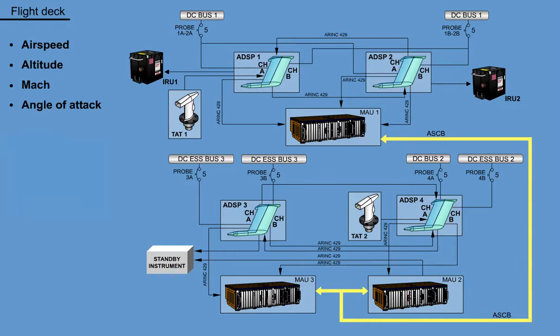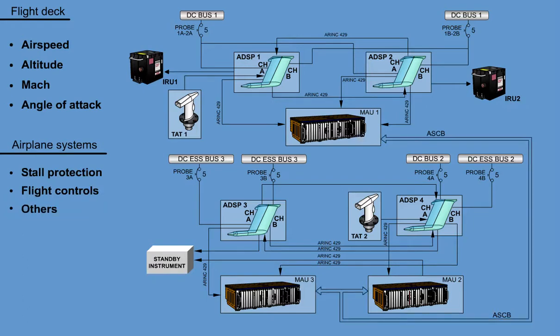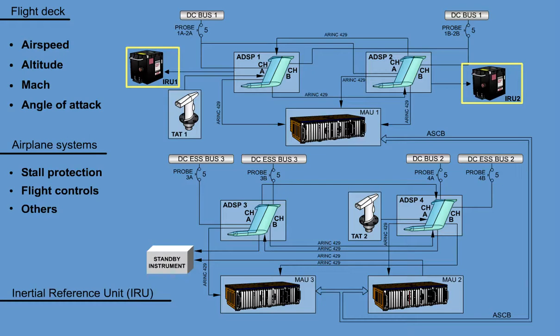This air data information is also sent to airplane systems that require air data input, such as stall protection, flight controls, and others. The Micro Inertial Reference Unit, IRU, uses air data to calculate wind-related parameters.